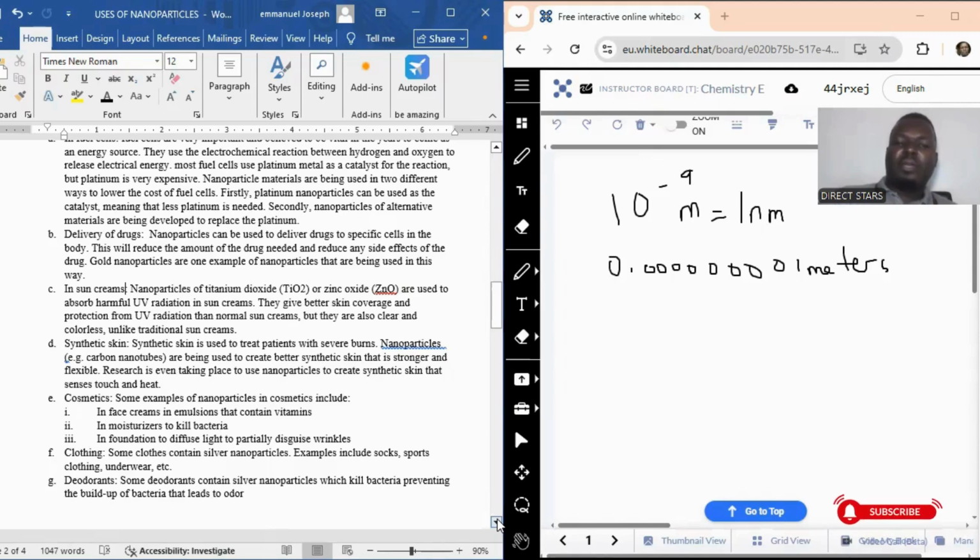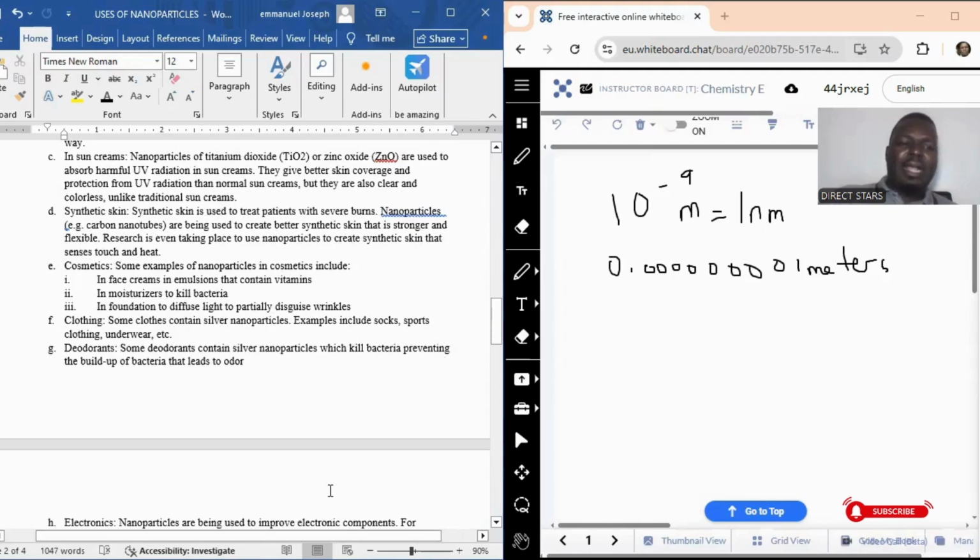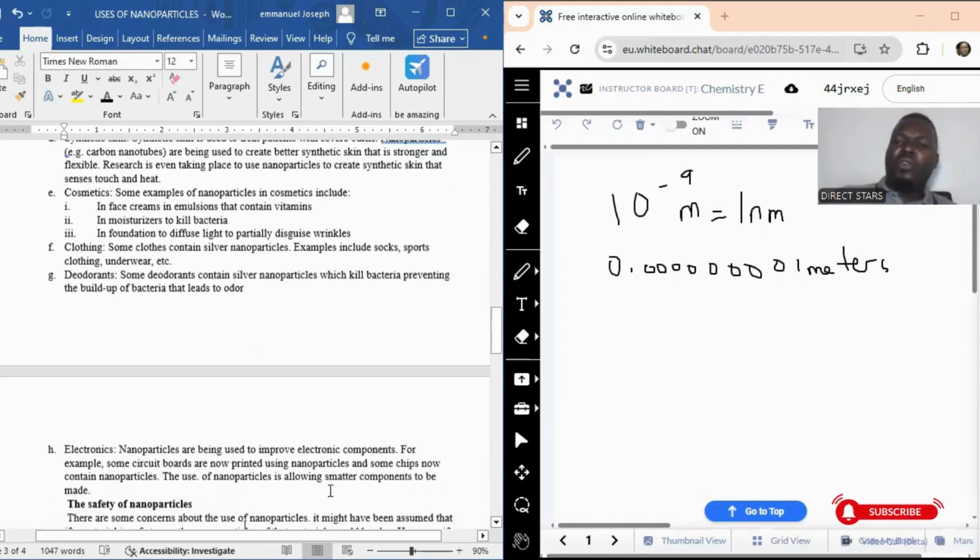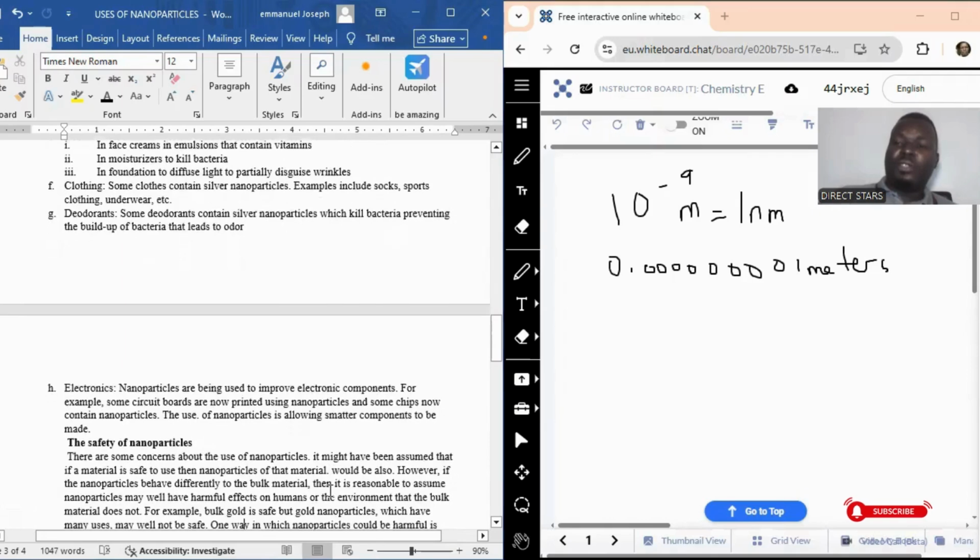The reason being that they help to kill germs. Silver kills germs. So they help to prevent buildup of bacteria that would lead to body odor, especially in some parts of the body like the armpit and other parts that are susceptible to bacterial growth and odor. So these are many more of the uses of nanotechnology.